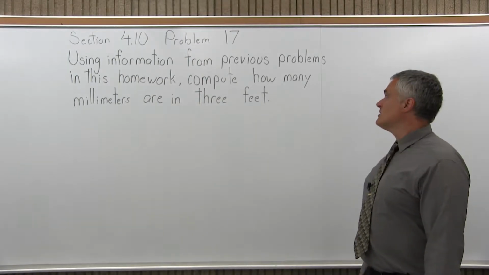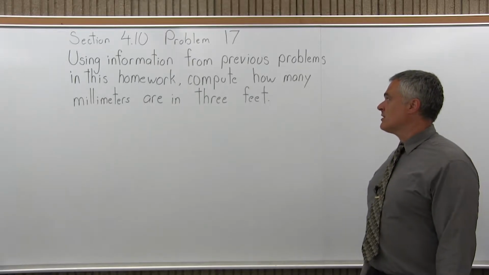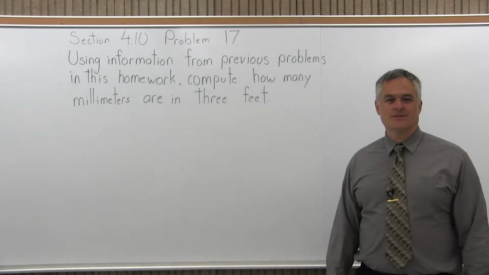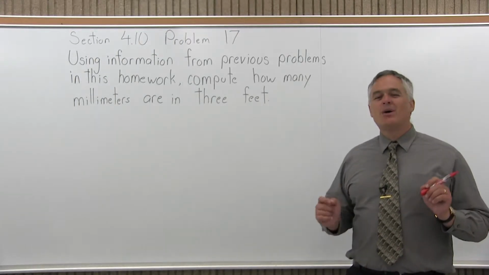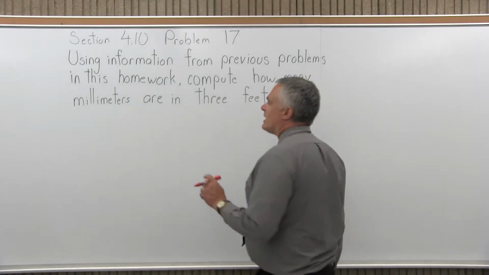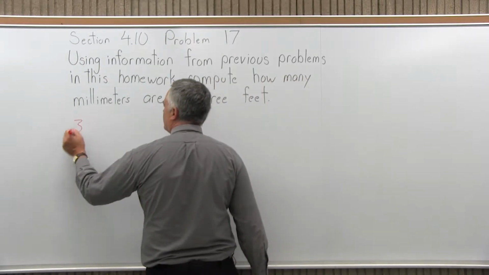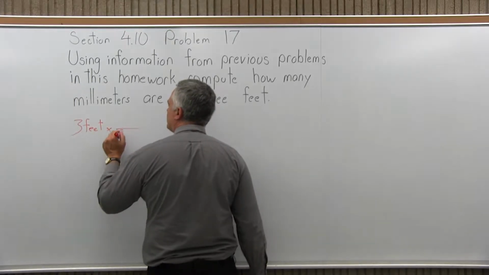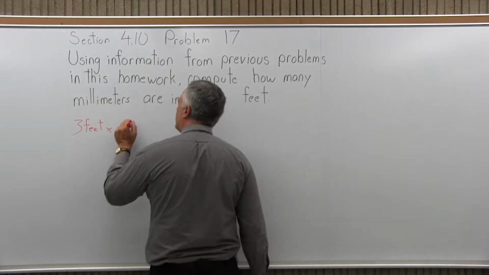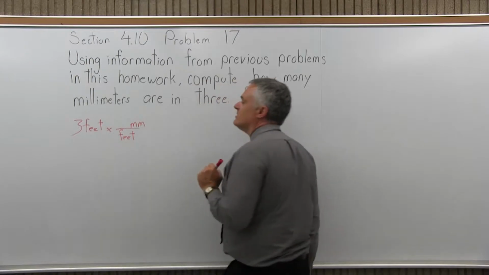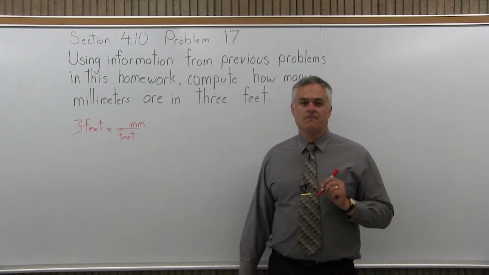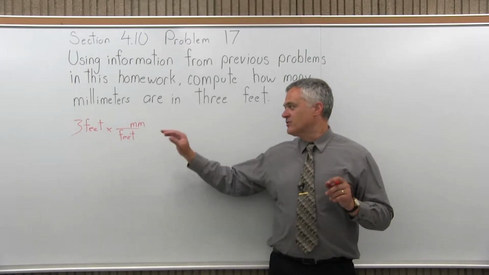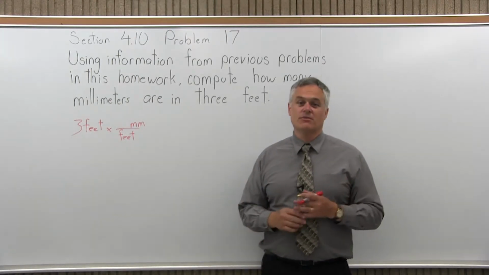It says, using information from previous problems in this homework, compute how many millimeters are in 3 feet. Again, 3 feet is about like this. How many millimeters? So what I'd like to do is take my 3 feet and multiply it times something that has feet in the denominator, and we'll have millimeters in the numerator. Now, I don't have any direct thing that we've used so far that goes from feet to millimeters. We're going to have to do it in a few steps, which is okay.